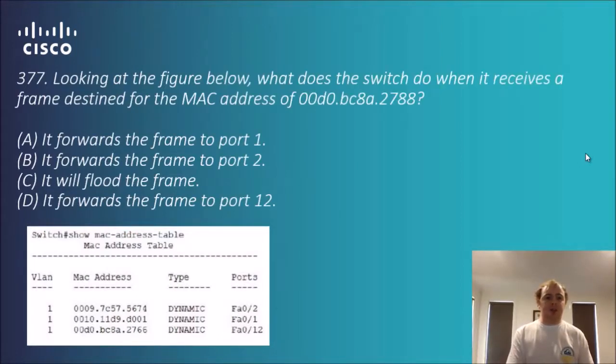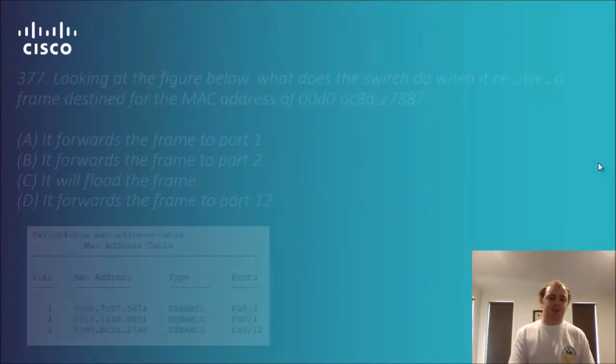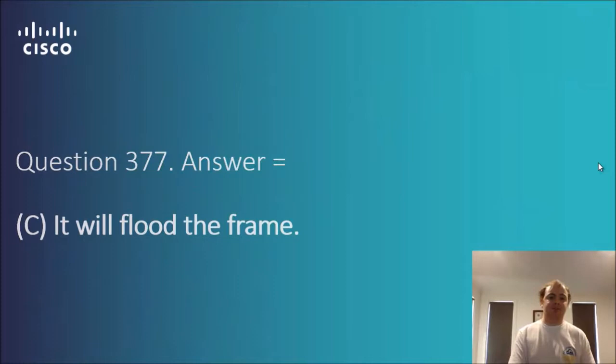377, nearly there guys. Looking at the figure below, what does the switch do when it receives a frame destined for the MAC address there? It forwards the frame to port 1, forwards the frame to port 2, floods the frame, or forwards the frame to port 12. We can see the show MAC address table command brings up the MAC address table for us, and we're trying to find this address here. And there's no 2788 anywhere, which means it's not in the MAC address table. So when that switch receives a frame, it's going to flood the frame, because it's not on the table, therefore it will simply flood the frame.